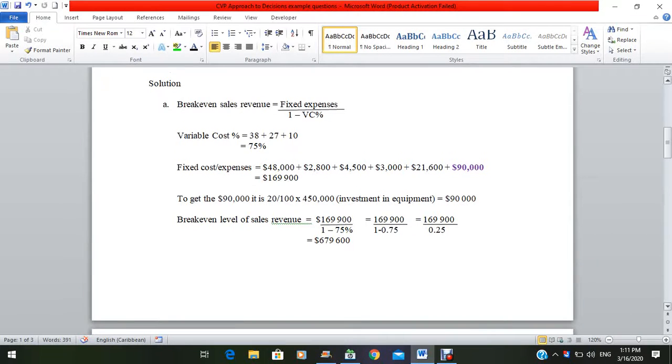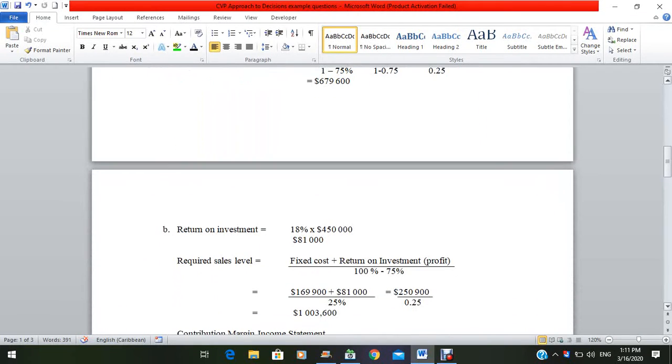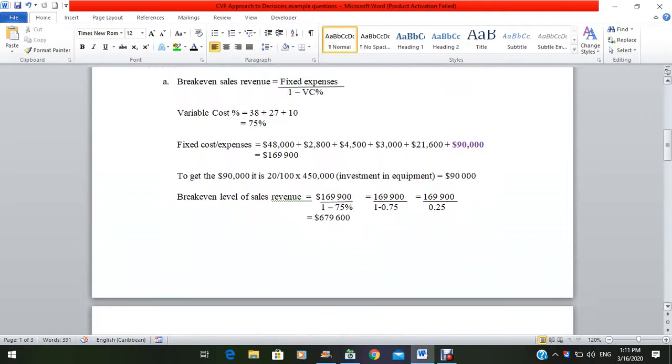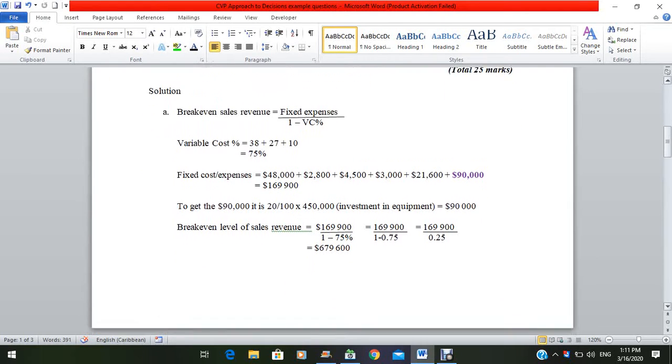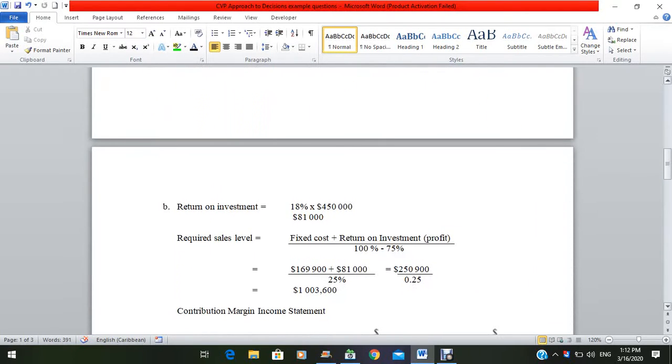We are going to look at section 2, section B of the question. Section B says: what required sales revenue is needed if the owner wants an 80% return on his investment? Prepare a contributory margin income statement to confirm the CVP calculation.